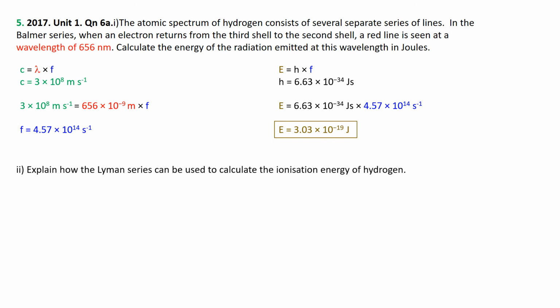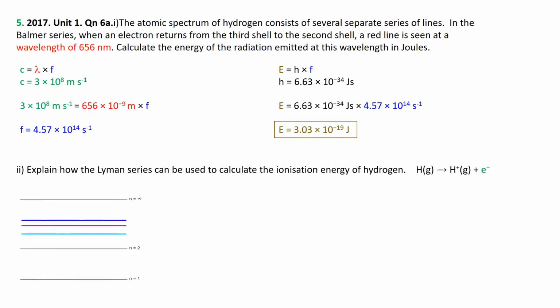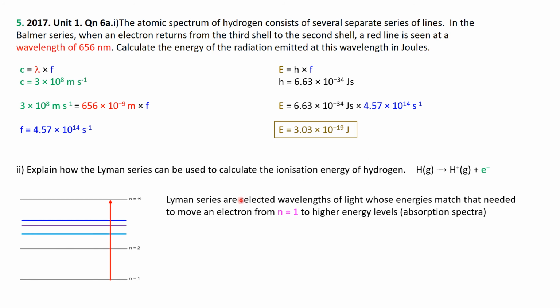How can the Lyman series be used to calculate the ionization energy of hydrogen? Well, we actually discussed this before. Ionization energy is pulling away an electron when that electron is in the ground state. And the Lyman series are the wavelengths of light whose energies match that needed to remove an electron from n equals 1, from the ground state to higher energies. So n equals 1 up to n equals infinity is removing the electron from the ground state all the way separated from the atom.